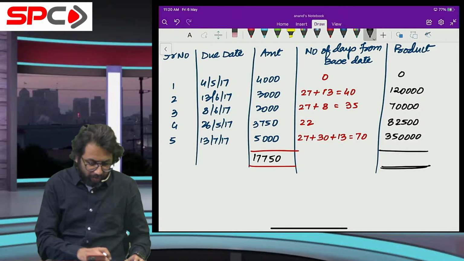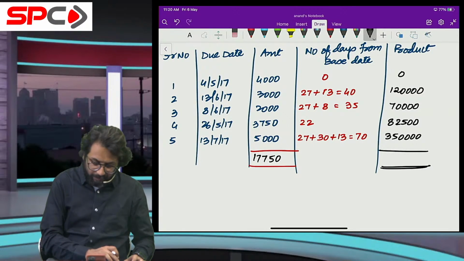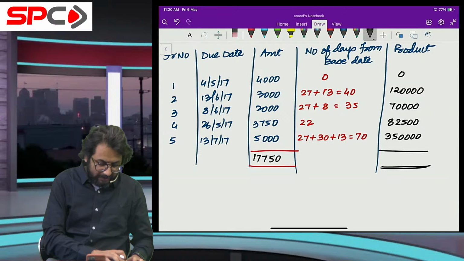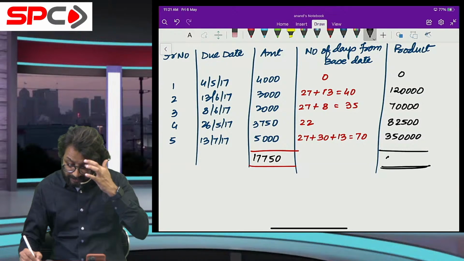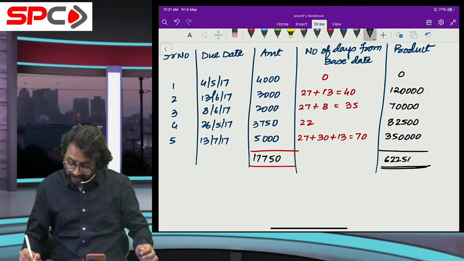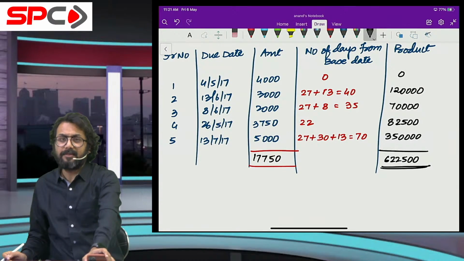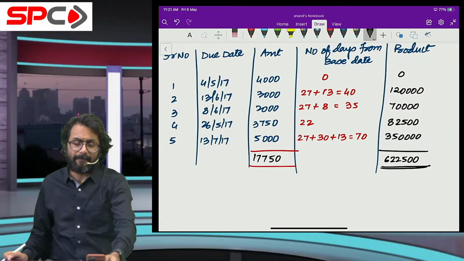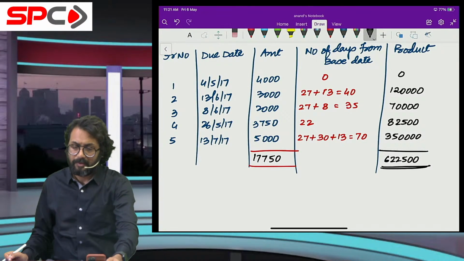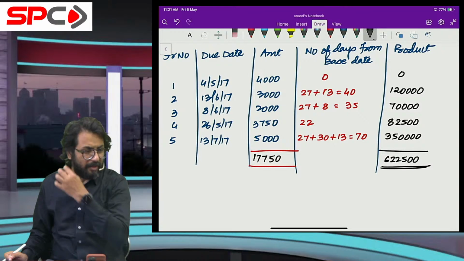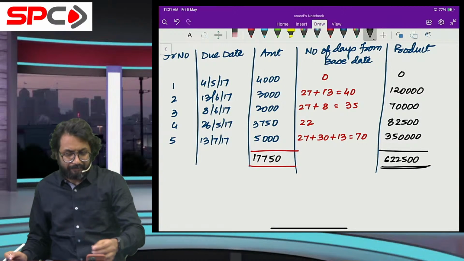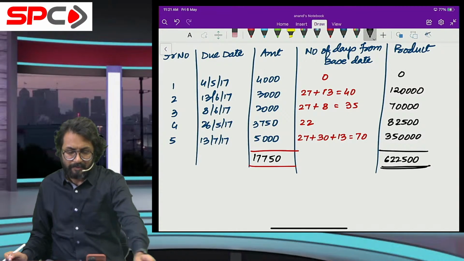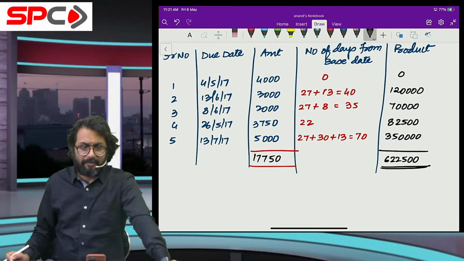So it turns out to 1,20,000 plus 70,000 plus 82,500 plus 3,50,000, and it turns out to 6,22,500. Do you all agree with this? Now calculate the average due date and let me know.